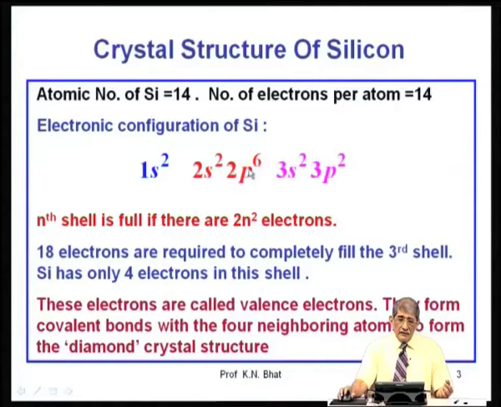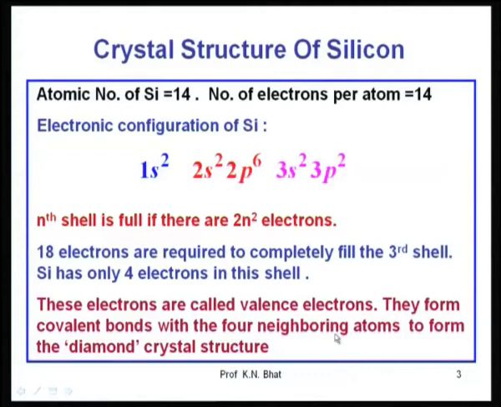But if you see the third shell, there are only 4 electrons, whereas you can take 18 electrons, 3 squared into 2, 18, but there are 4 only. These are in the outermost shell of the silicon atom. That is why they are called valence electrons. They can interact with the neighboring atoms to complete the bond. They form covalent bonds with 4 neighboring atoms.